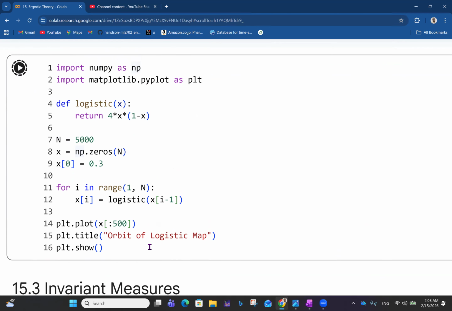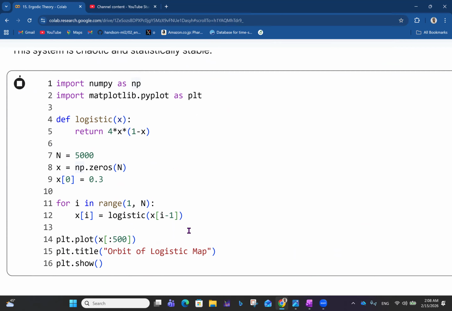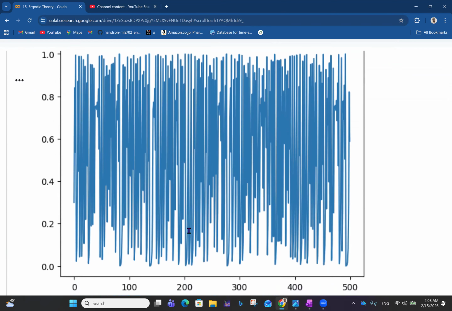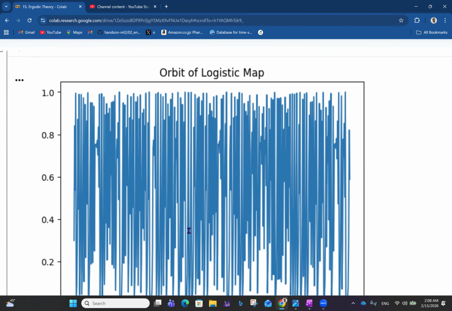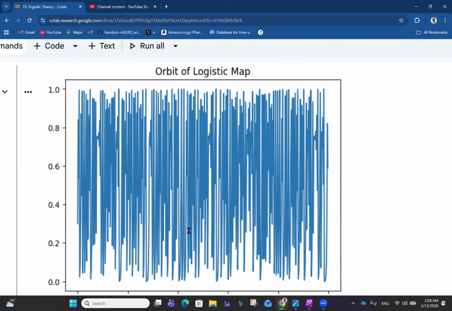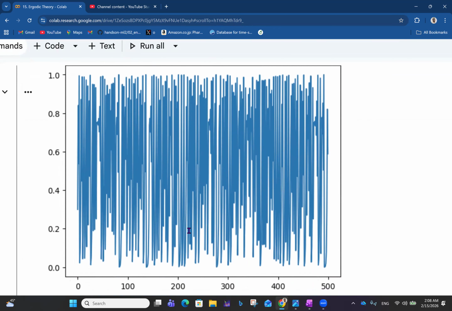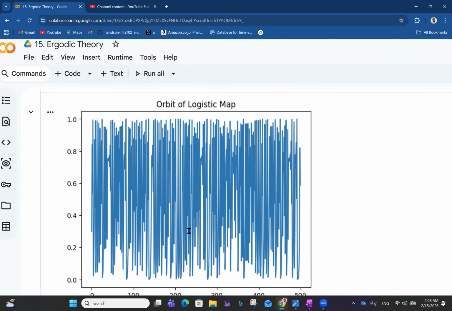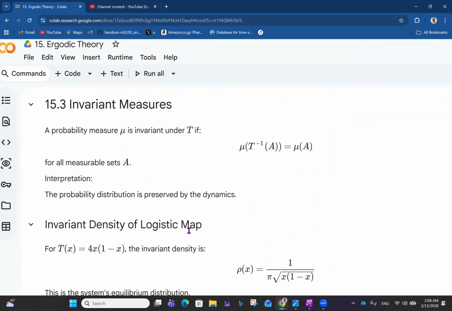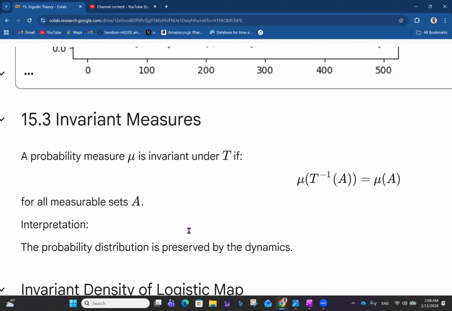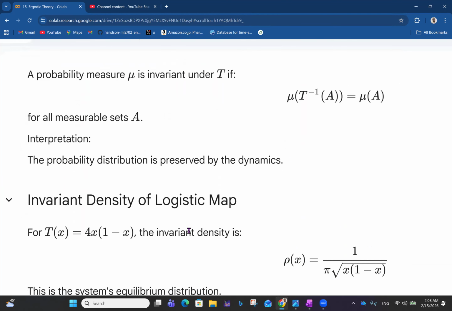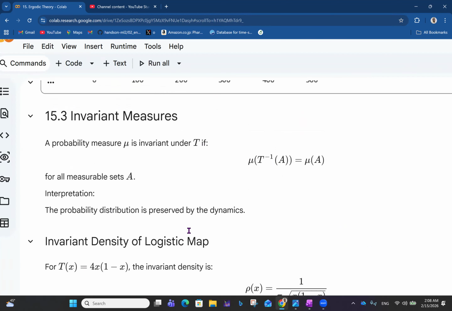So then we'll see the orbit of the logistic map, and we'll see how it is chaotic, but stable over time. But statistically stable. So we see chaos here, but then it has a particular pattern we can see in how it goes, right? So then we go ahead to talk about invariant measures. All right, a probability measure mu. Okay, we can see all of this together at once.